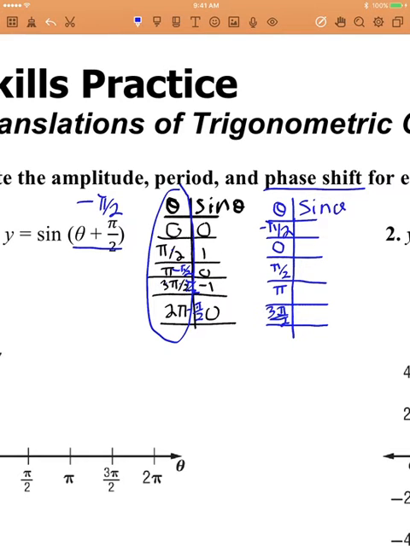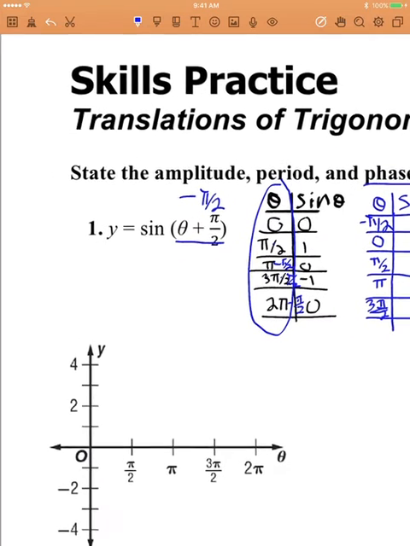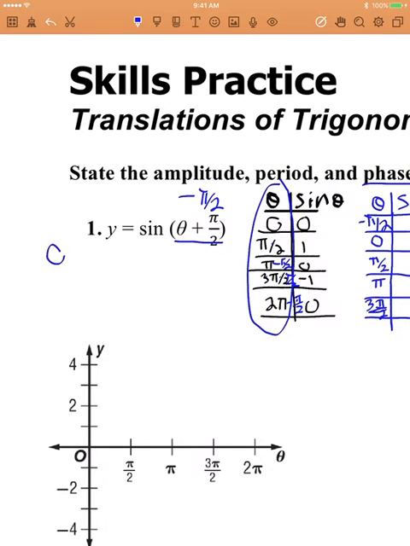Now let me show you guys how I'm getting these values when I subtract. So we can see that 0 take away pi over 2, clearly that's going to just give me negative pi over 2. So that one's good. Let's look at the pi minus pi over 2.